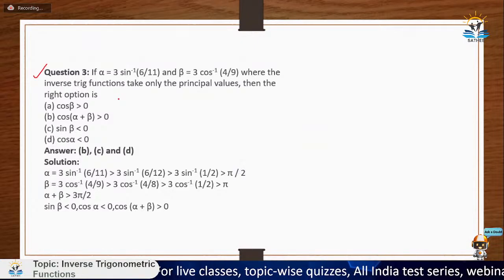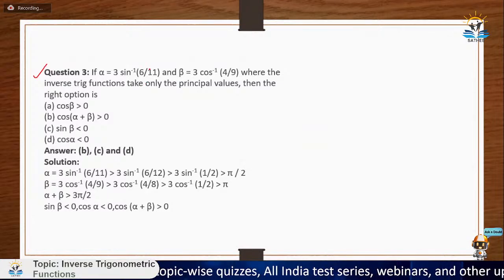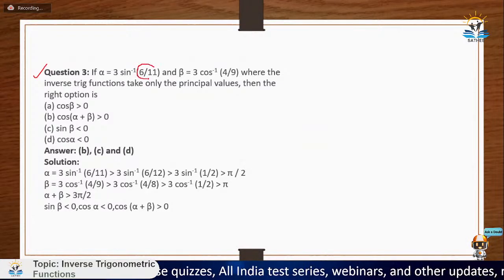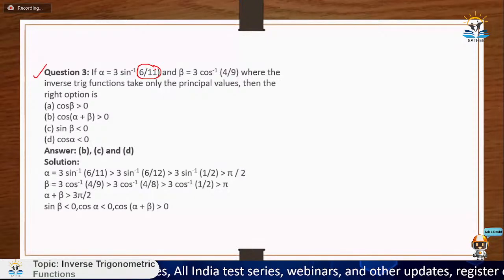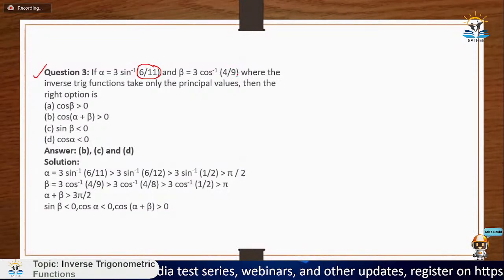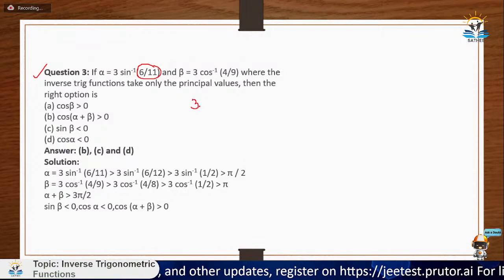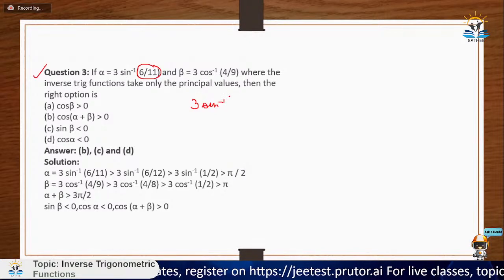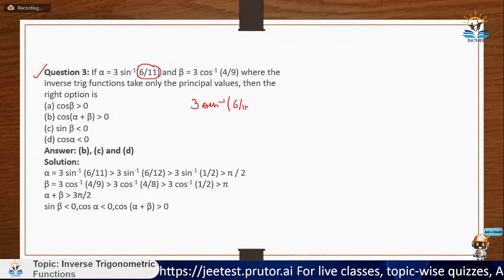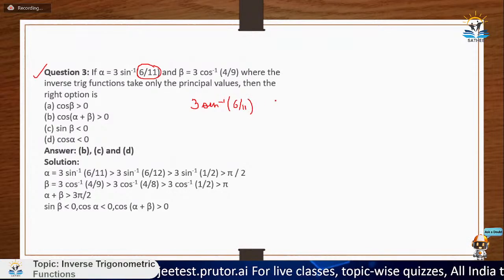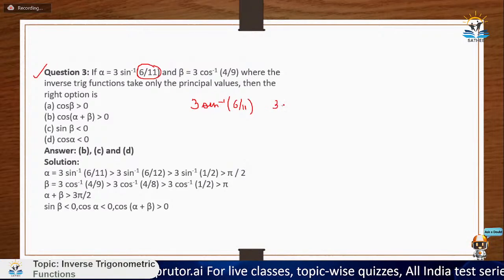In this question, whenever you see this type of question, what should strike your brain is symmetry. So basically here you are getting 6 by 11. So you know that 6 to the 12. So basically try to convert it into 12. And similarly here it is 4 by 9. So 4 to the 8. So convert it into 9. So basically 3 sine inverse 6 by 11 and write 3 sine inverse 6 by 12.